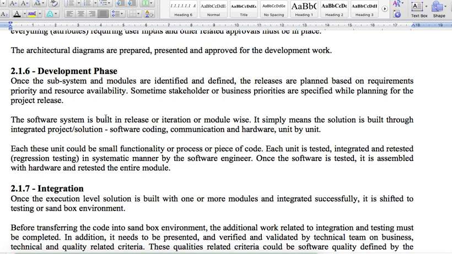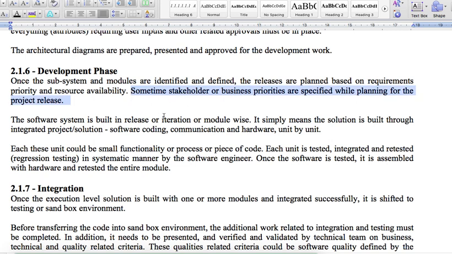basically what happens is, once the subsystems and modules are identified and defined, the releases are planned based on the requirement priority and the resource availability. So based on that, the requirements are allocated to different teams and it is developed. It depends on the size of the project. If it is a small project, maybe it is only one team. If it is a large project, there could be multiple teams working on multiple parts of the solution. Okay. And some stakeholder or business priorities are specified while planning for the project release.